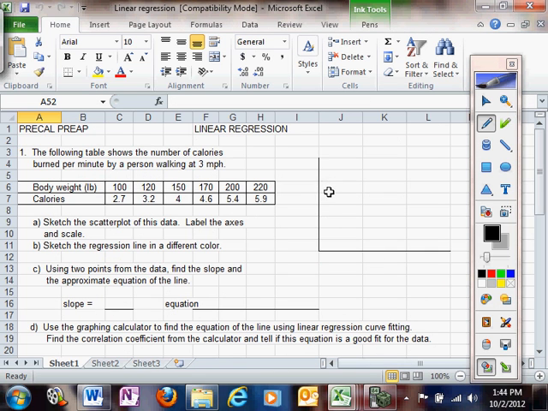Okay. So our example here says the following table shows the number of calories burned per minute by a person walking at 3 miles per hour. You need to recall that typically when you have a horizontal T-chart, the independent or X values are across the top, and the dependent or Y values are across the bottom.